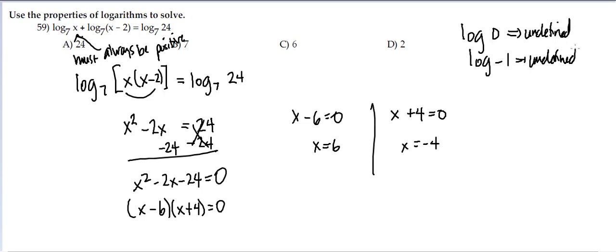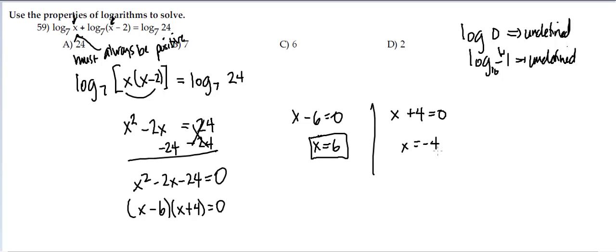There's no way that you can raise some number, like log, that this is log 10. Can you raise 10 to something and get negative 1? No, if you raise 10 to a power, you'll always get a positive number. You cannot get a negative. So what we have here is actually 6 is okay, because if I put 6 in here, I can take log 7 of 6, and I can take log 7 of 6 minus 2, or log 7 of 4. So this answer is good.